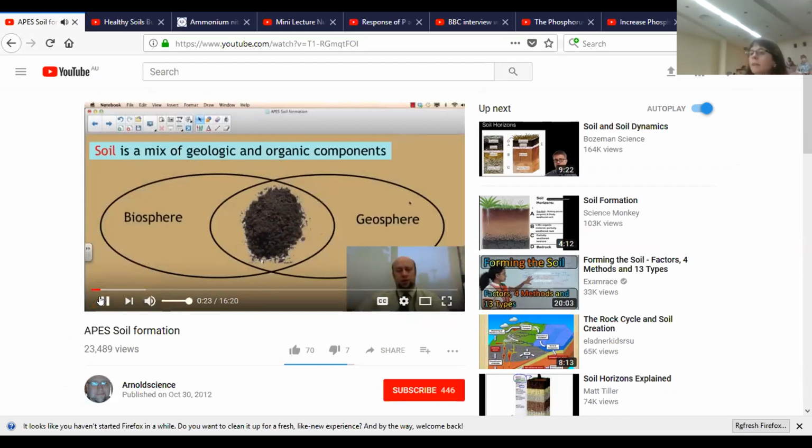Essentially, soil is a mix of geologic and organic components. So you've got parts of the biosphere here that, as they die and decay, get deposited, and of course manure and stuff like that. Then you've got parts of the geosphere, which are the rocks being broken down. You need both of these things together to actually make soil. Like if you just have sand, things don't grow well in sand.